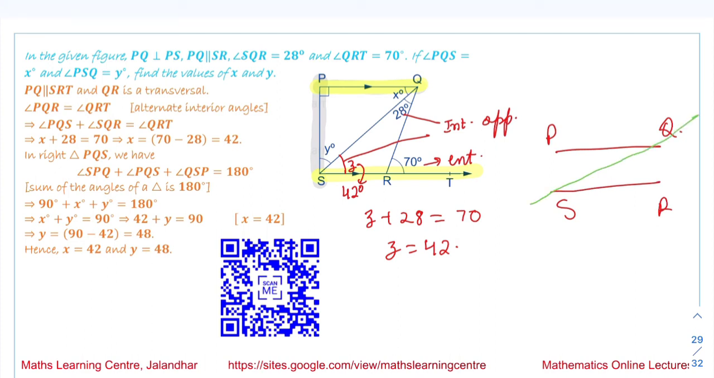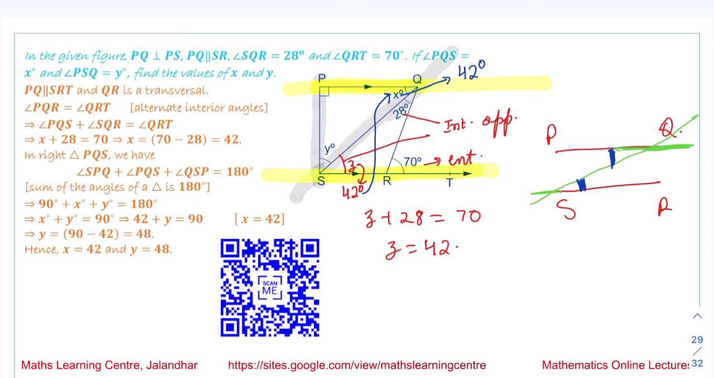Now look at the lines PQ and SR. There is a transversal over here. This is the line PQ and this is the line SR. This is the transversal line T. So what we have is that the value of this angle over here and this angle over here, these are equal because these are alternate interior angles. So this angle 42 will be equal to the value of X. So the value of X you will get is 42 degrees.